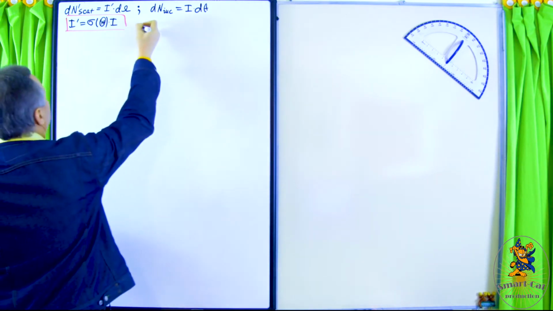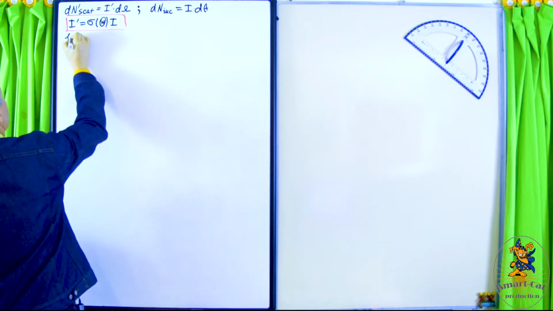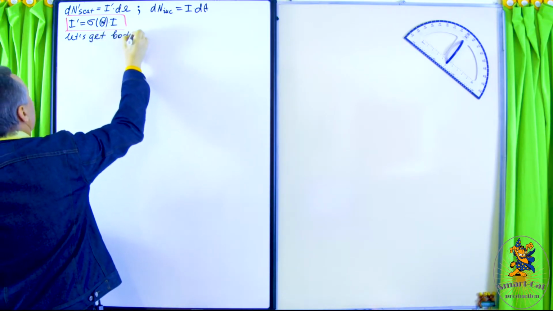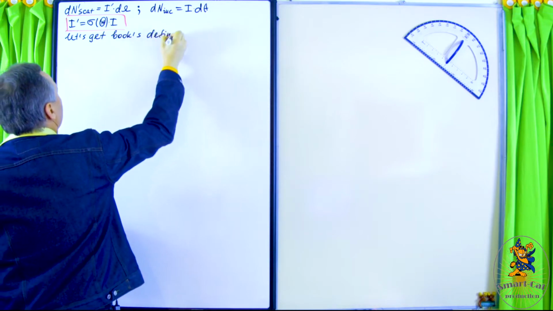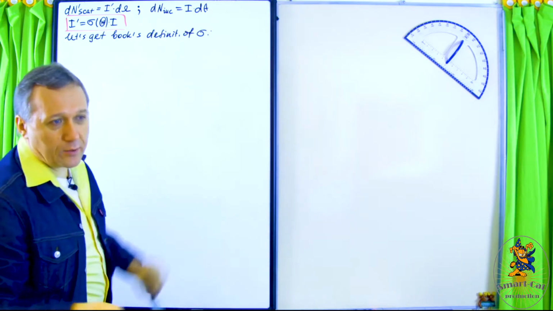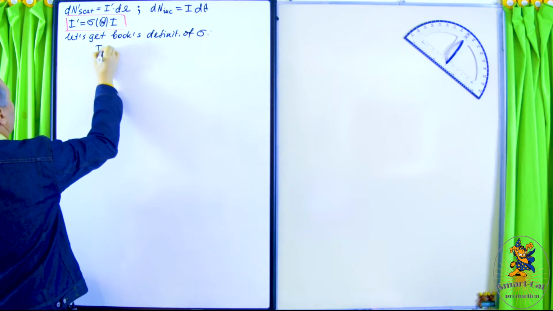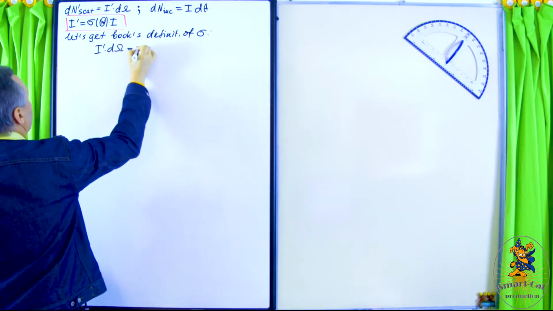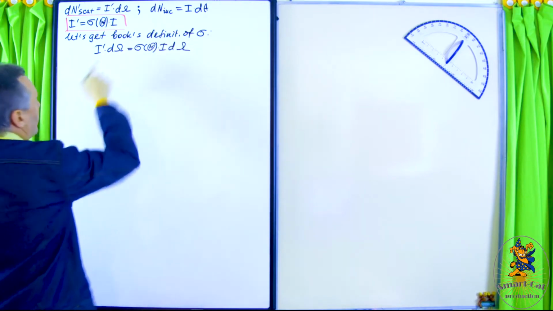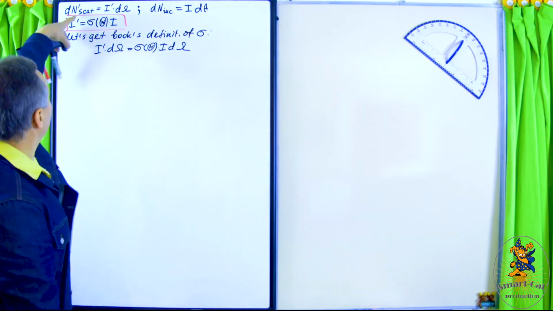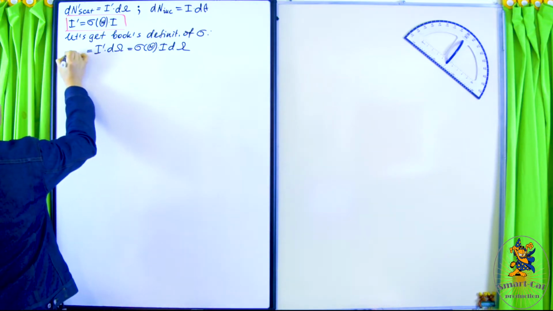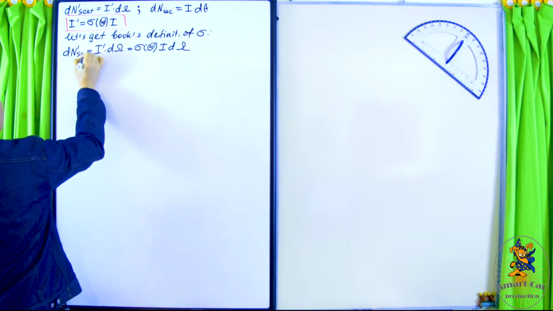Let me write. So let's get the book's definition of sigma. In order to do that, we're going to multiply this by d omega. So it will be I prime times d omega equals sigma times I times d omega. I prime times d omega is the number of scattered particles per unit time in d omega, so I can write it as dn prime scattered.